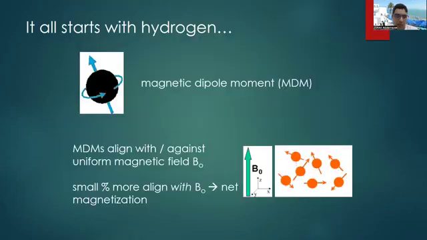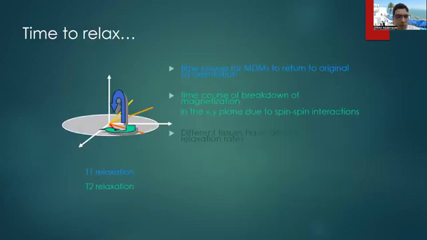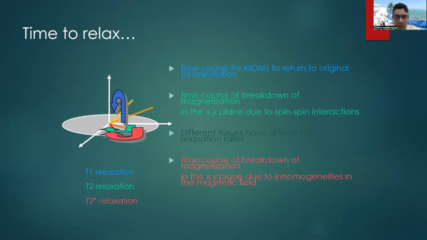Just to remember that it all starts with hydrogen, the magnetic dipole moment, and the orientation of this magnetic dipole moment through B0, which is aligned with the Z axis inside the machine. So it's really to measure the time of relaxation, the T1 relaxation. There is also the T2 relaxation, and there is the T2 star relaxation. The T2 star relaxation is really what affects the blood contrast.